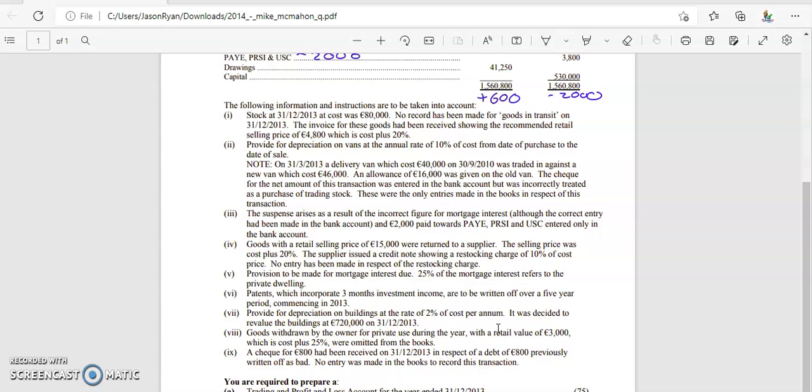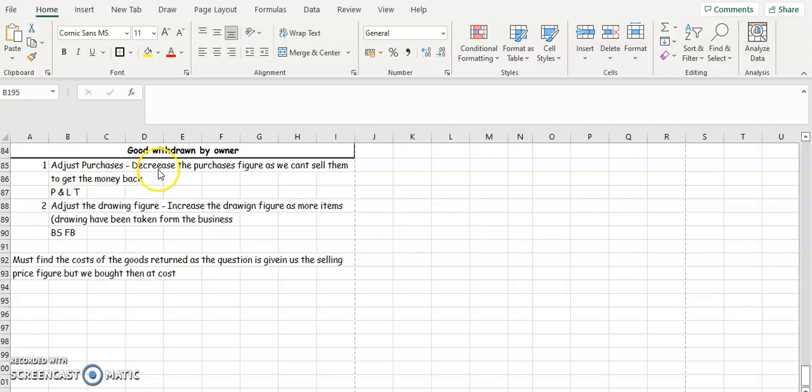Some students will use closing stock, but it's actually our purchases, because we're not going to be able to get the value of those purchases back. So this 3,000 is cost plus, so remember that's the value that we're going to sell them on. So we need to find out what is 100%. Anytime you see cost, it's always 100% to us. So we need to reduce them by the cost that we bought. Just the purchases, decrease the purchases with a figure, as you can't sell them to get the money back.